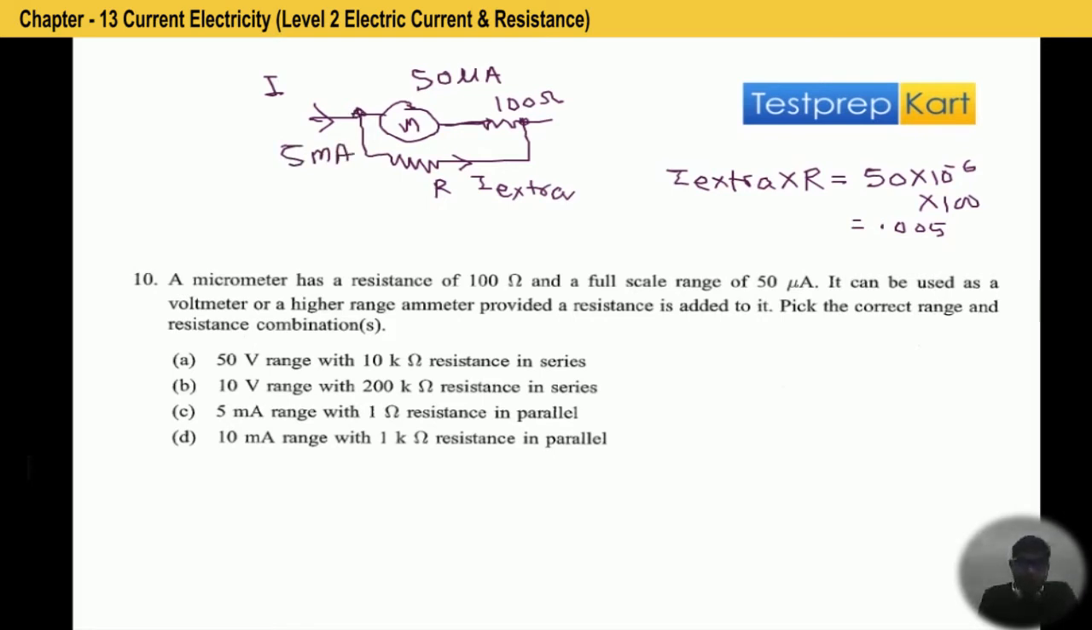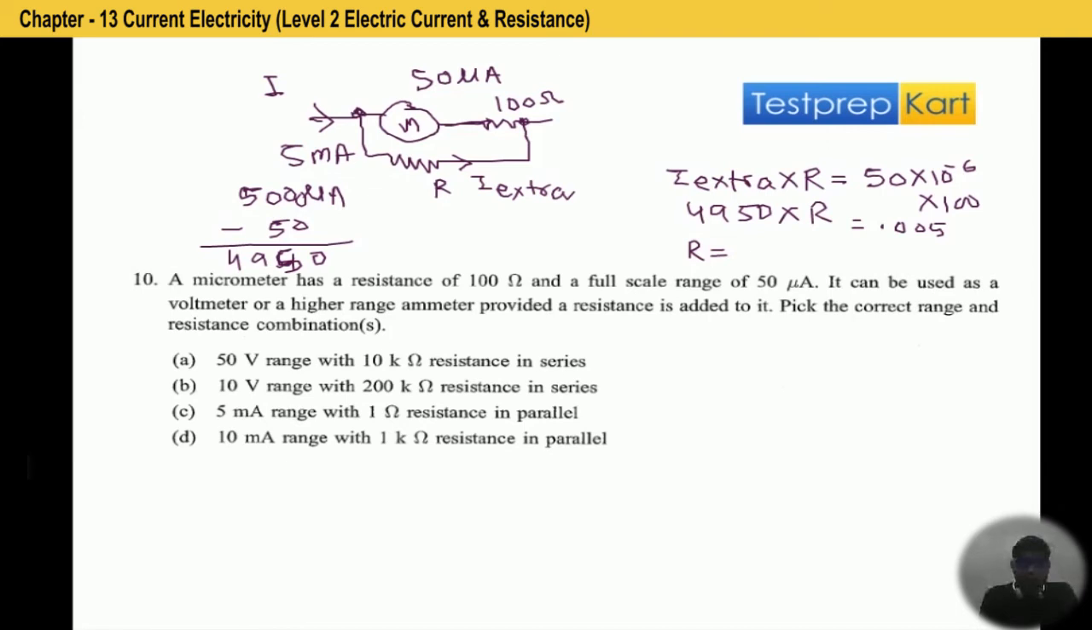5 milliampere means in microamperes we can write 5000 microampere. So the extra current passing through this element would be 5000 minus 50, so we'll get 4950. So this is 4950 into R. So from here we can calculate the value of R.